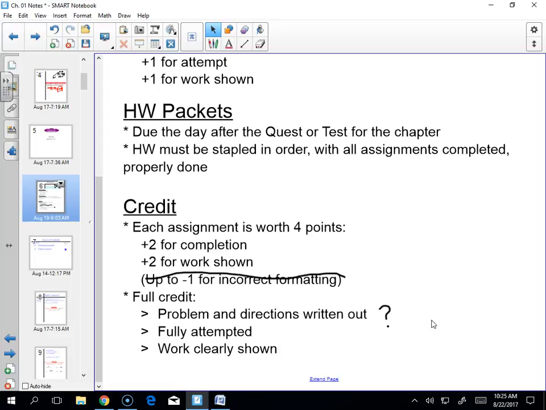So how many points will you take off if you don't write the questions? Well, it depends. If it's the first time, I'll probably just take off, let's see, the homework is worth 4 points, and it would be when you turn it in for a homework packet. I wouldn't notice it until then. I'd probably take off 1 point each homework assignment, which could definitely be bad. But then if I see you doing it multiple times, I'll stop grading your homework until you start.